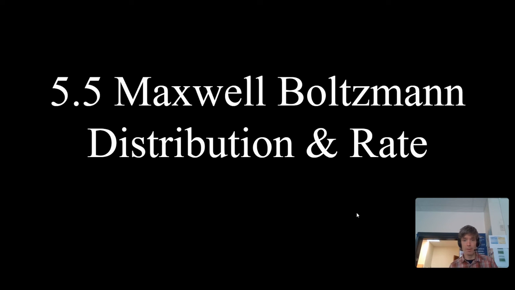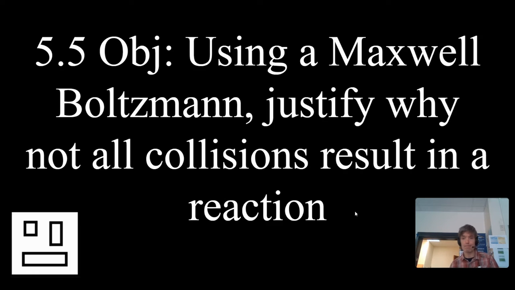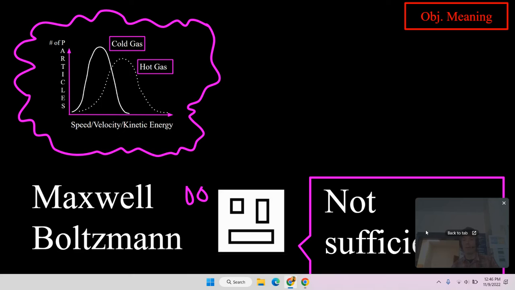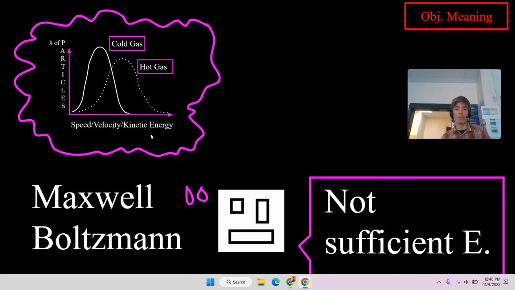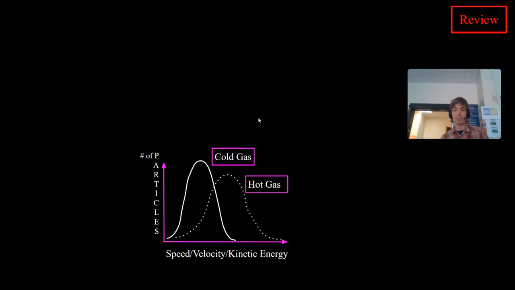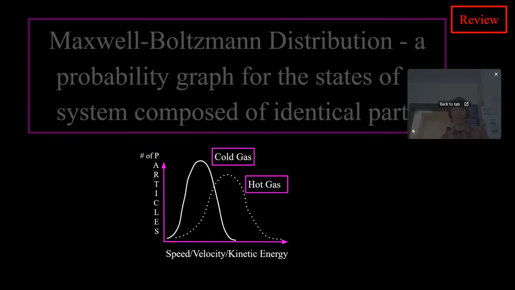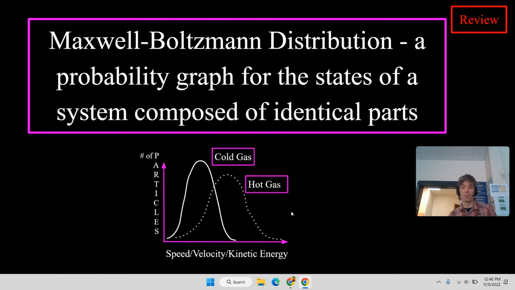Okay, here's our objective. Here's our topic. The meaning is, when we know the Maxwell Boltzmann distribution, we want to be able to use this to justify why not every collision results in a reaction. All right. And here's a review of what the Maxwell Boltzmann distribution is. It's a probability graph, like a curve, like a bell curve.